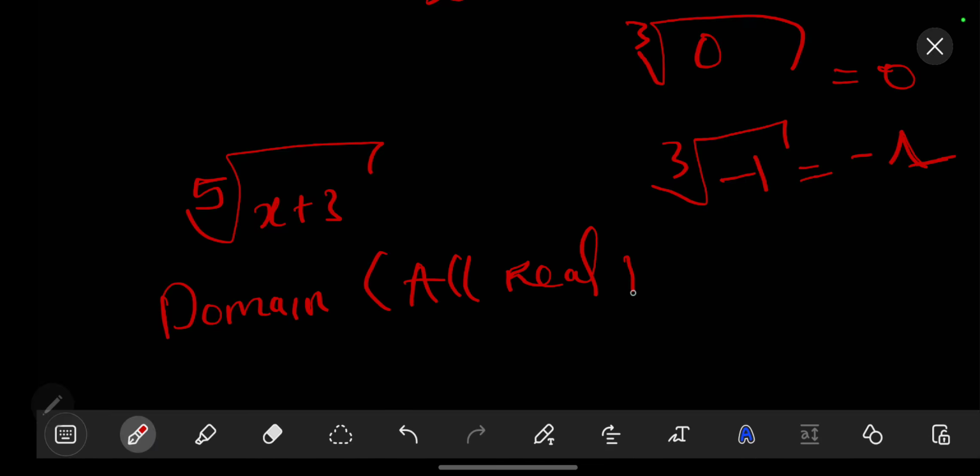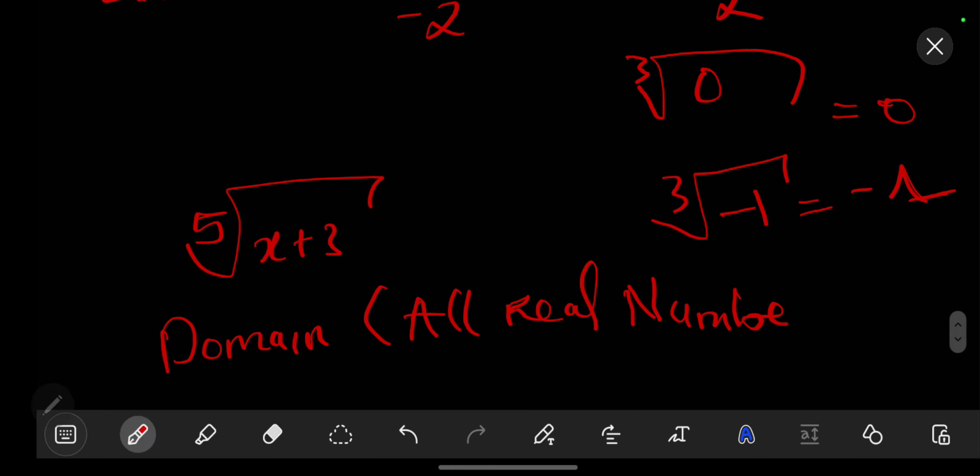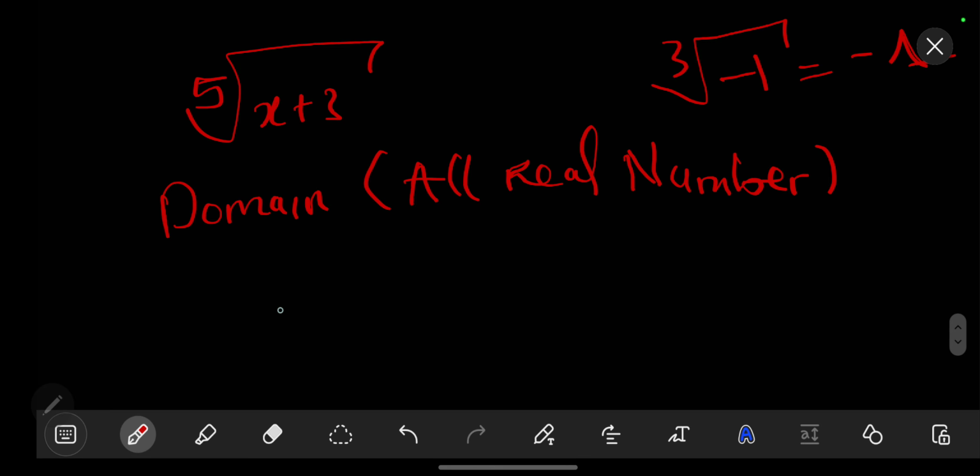As long as it's a real number, it will work, because whatever value you put there is going to allow your equation. But for the square root, there were specific values that will not give you a real number. If you represent this in interval notation, you just say negative infinity to positive infinity. That is the meaning of all real numbers.